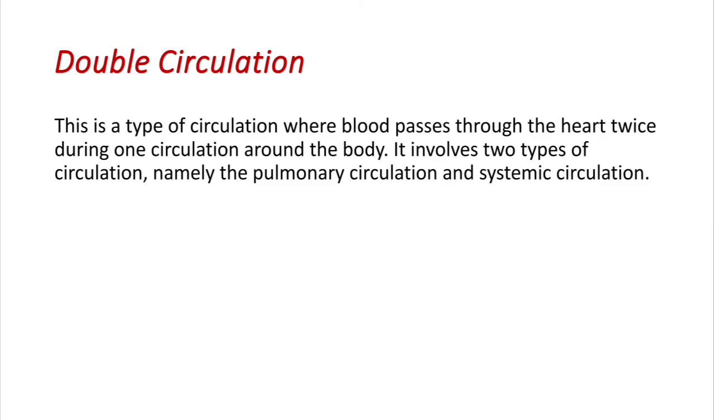Okay. Now let's look at double circulation. This is a type of circulation where blood passes through the heart twice during one circulation around the body. So blood will pass through the heart how many times? Two times during one circulation around the body. It involves two types of circulation, namely the pulmonary circulation as well as the systemic circulation. These are the types of circulations that are involved during double circulation. Let's look at each one of them.